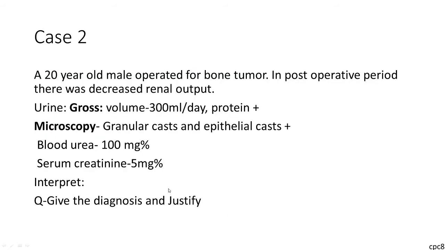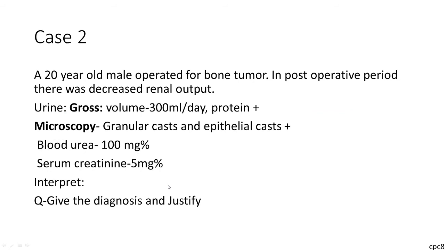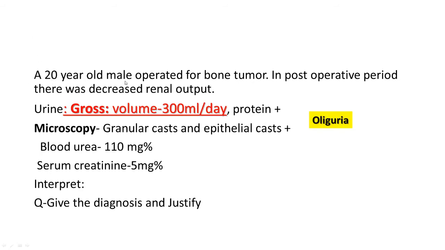Coming to case 2. In case 2, we have a 20-year-old male operated for bone tumor. In the post-operative period, there was decreased renal output. Grossly, the volume was 300 ml per day. Protein was 1+. Microscopy showed granular casts and epithelial casts. Blood urea was 110 mg%. Serum creatinine was 5. Now interpret.